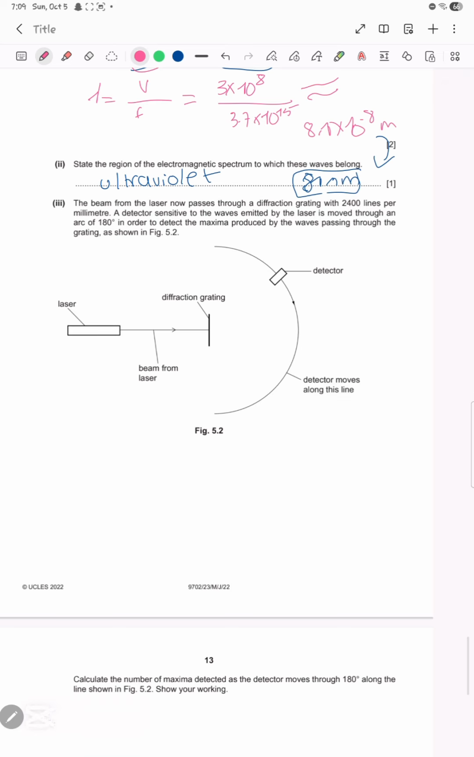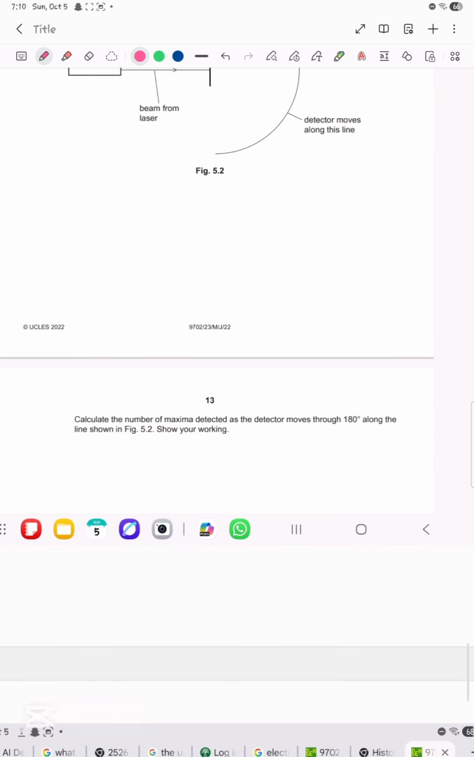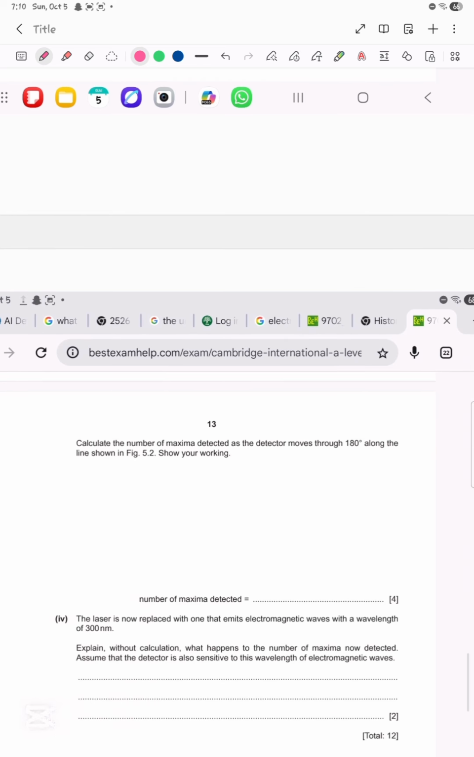It says that the beam from the laser now passes through a diffraction grating with 2,400 lines per millimeter. A detector sensitive to the waves emitted by the laser is moved through an arc of 180 degrees in order to detect the maxima produced by the waves passing through the grating, as shown in the figure below. They want us to calculate the number of maxima detected as the detector moves through 180 degrees, as shown in figure 5.2, and show our working.